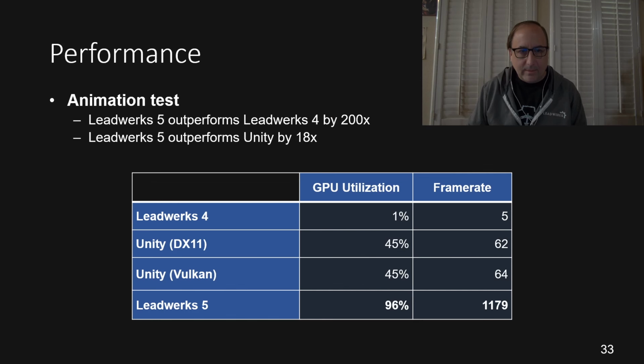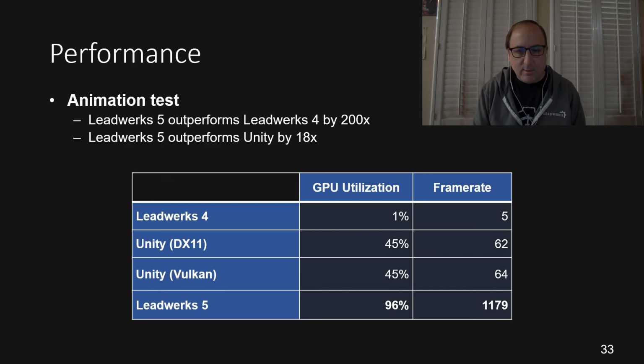The animation test, like I said, I like zombie games. Leadwerks 5 outperforms Leadwerks 4 by a factor of 200 times, and in this test, Leadwerks 5 outperforms Unity by 18 times. In this test, the GPU utilization for Leadwerks 4 is 1%, and the frame rate is 5 frames per second. I think this is placing like 1,000 or 1024 animated characters in the scene and just independently animating them. Unity with DX11 and Vulkan, it's about the same.